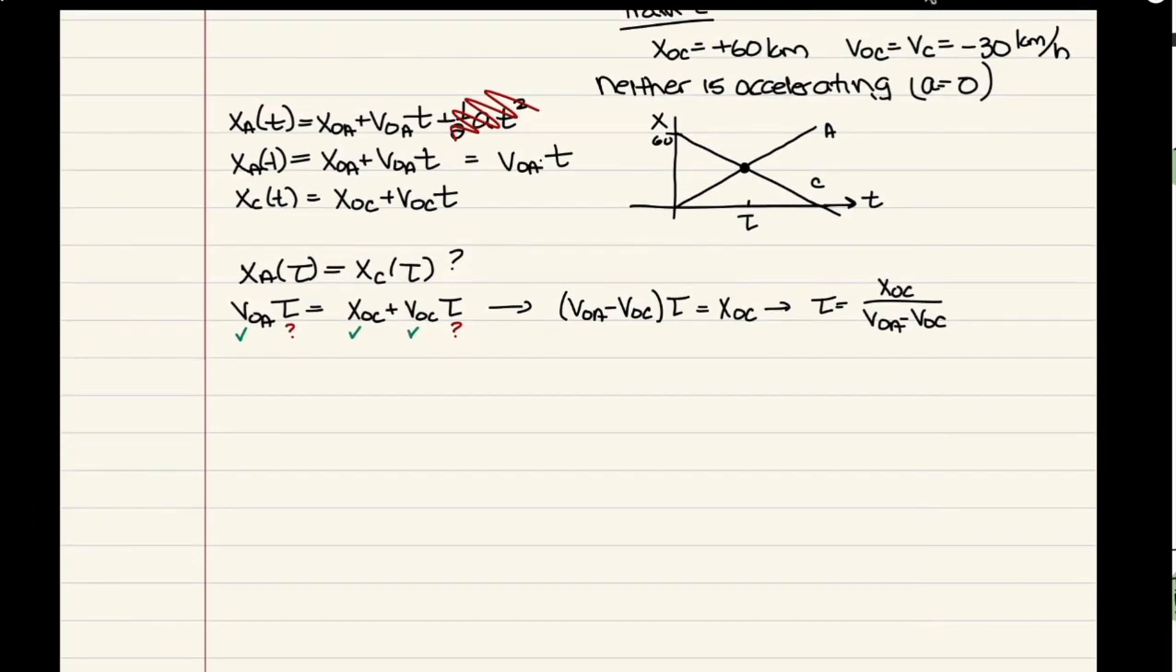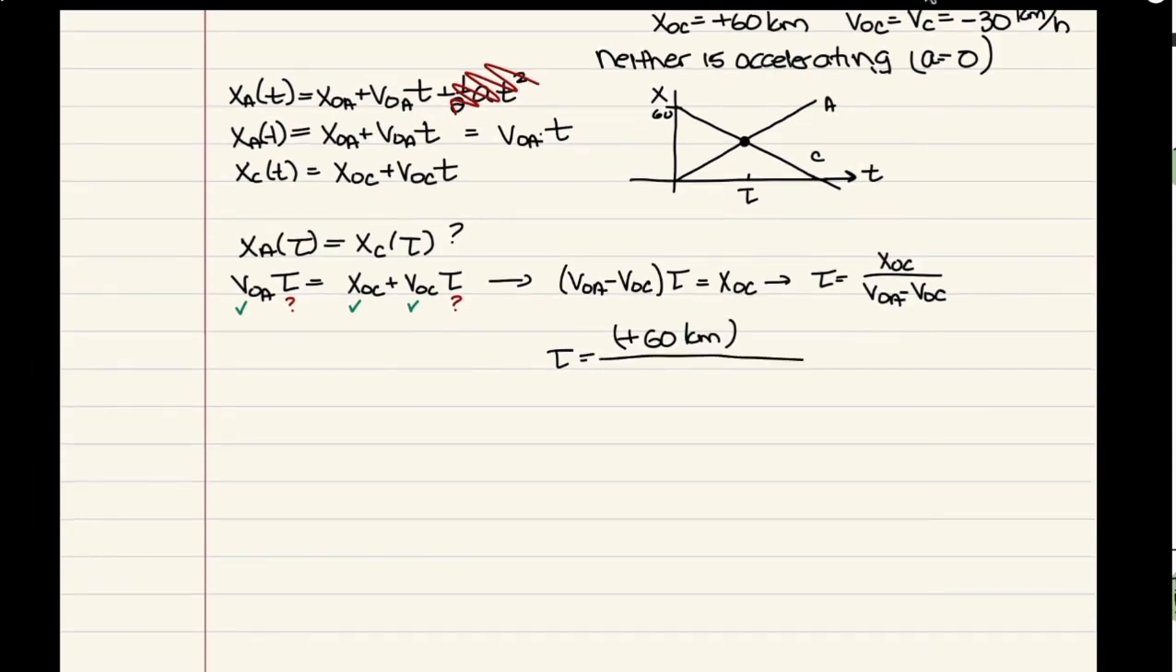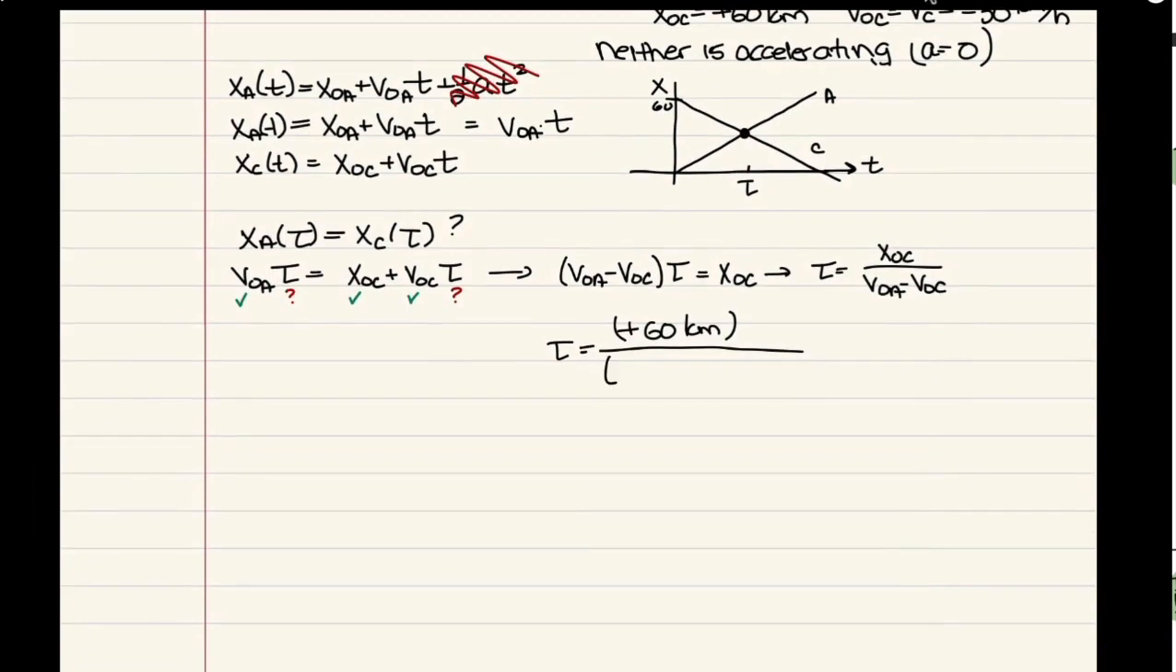And then again, I'll be explicit. X0C was the initial position of train C, so that was plus 60 kilometers in the numerator. The initial velocity of train A was plus 30 kilometers per hour minus the velocity of train C, which itself was negative 30 kilometers per hour. So then this ultimately becomes 60 kilometers divided by 60 kilometers per hour, or 1 hour. They will collide with each other after an hour.